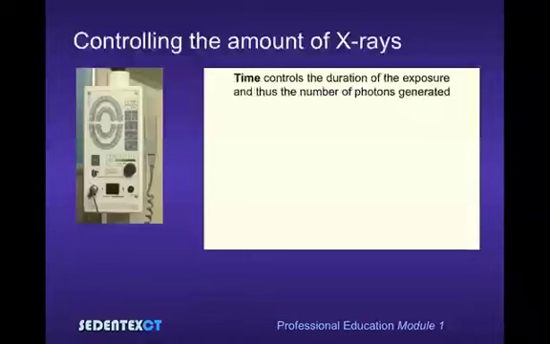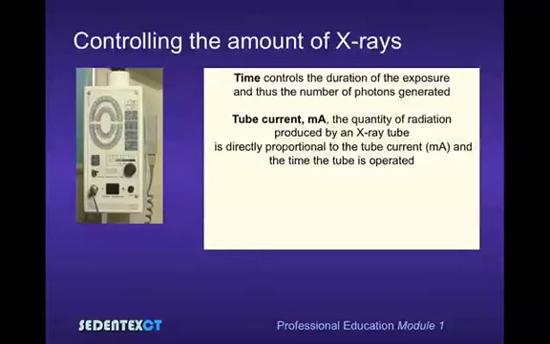How do we control the amount of X-rays produced in an X-ray machine? Well, the first parameter that we can use is exposure time. This is straightforward and easy to understand. The longer the exposure time, the greater the number of photons generated. The second parameter is the current, measured in milliamps. This is actually the flow of electrons across the X-ray tube. The number of photons of X-rays produced is directly proportional to this tube current.